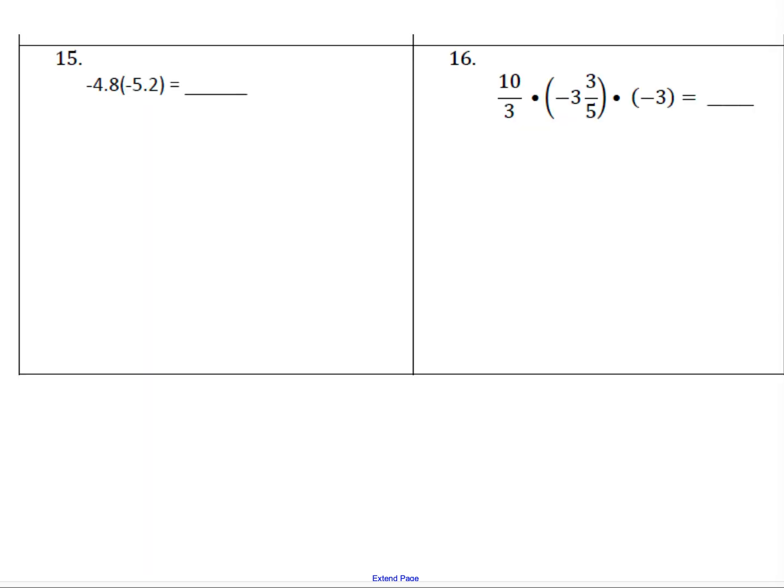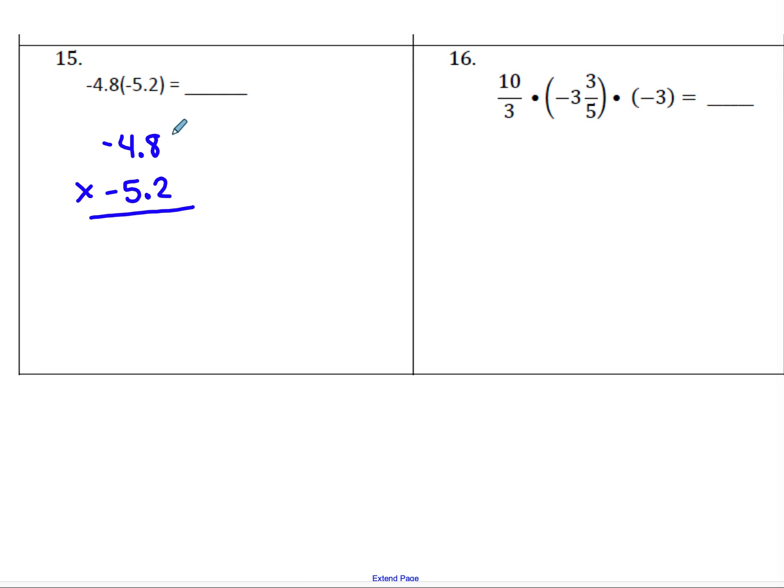Okay, so let's take a look at our next problem here. So I have negative 4 and 8/10 times negative 5 and 2/10. So for this one, we're going to write the numbers vertically. Multiplication with decimals, you do not need to worry about bigger absolute value on the top. You write the one with the most digits on the top. This one, both numbers have 2 digits, so it doesn't really matter. I just chose to write the first one first.